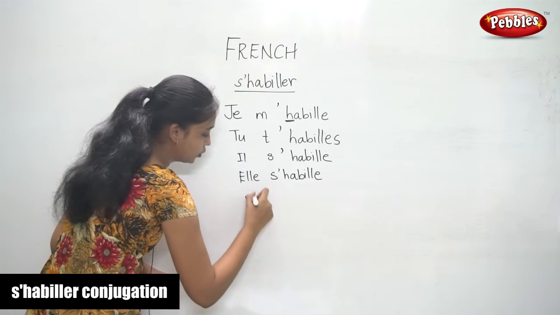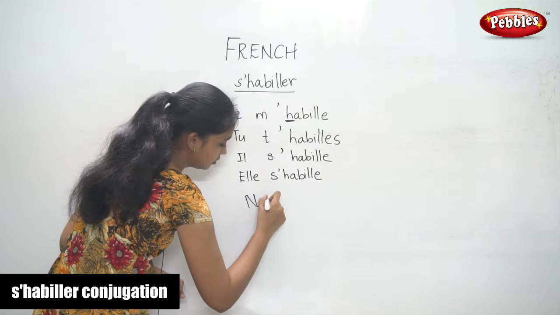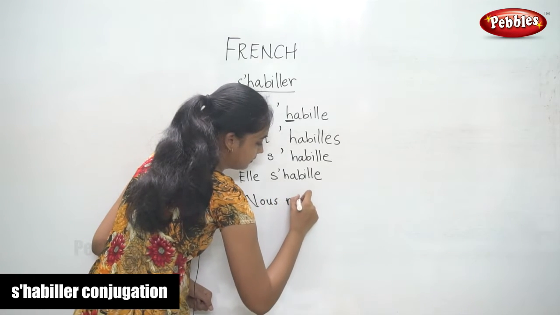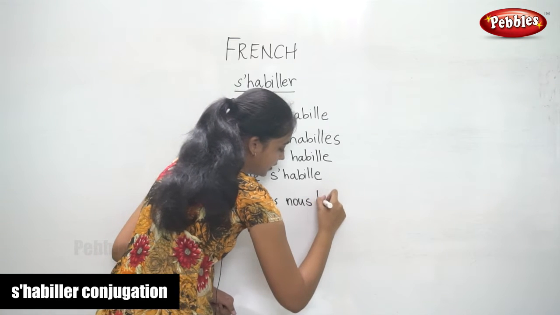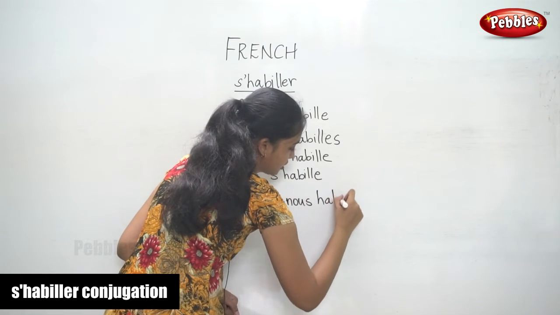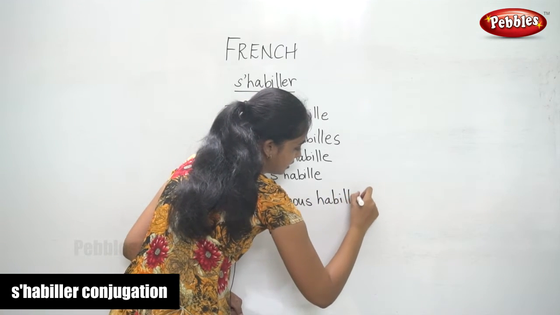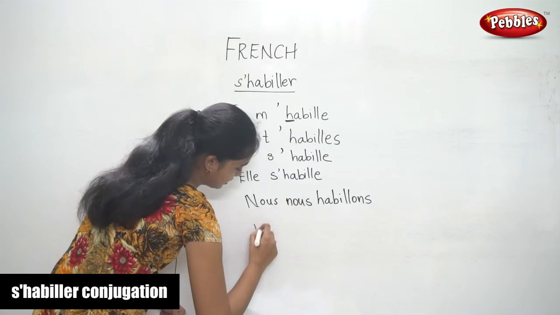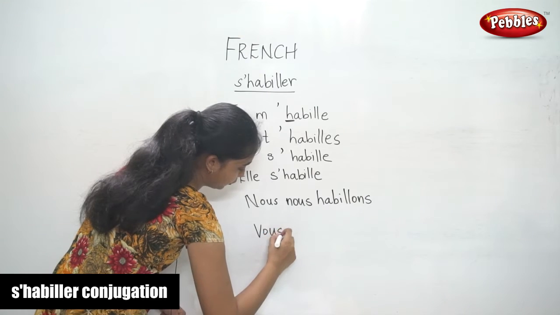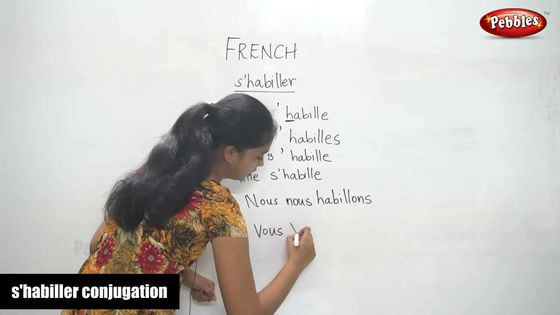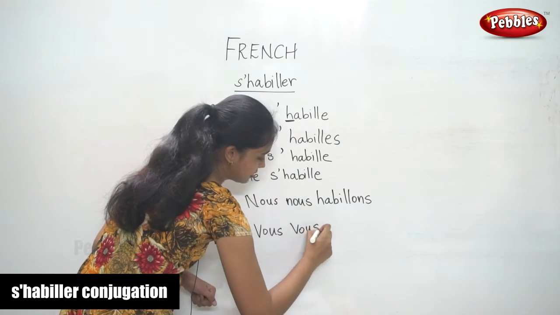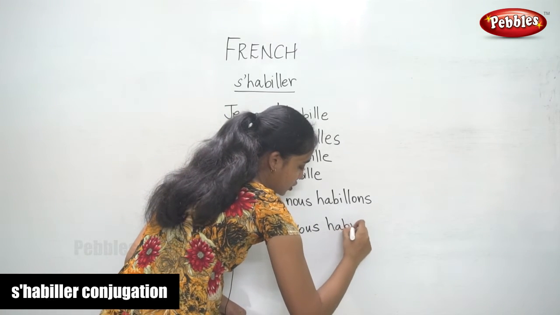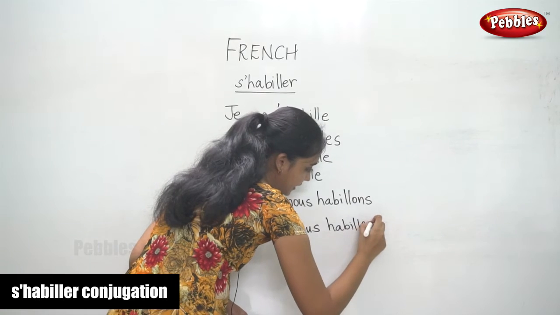then for nous, the reflexive is nous again, and the ER conjugation for nous ends with ONS. Similarly for vous, the reflexive is vous again, and the ER conjugation ends with EZ.